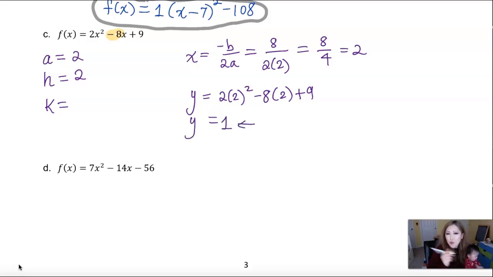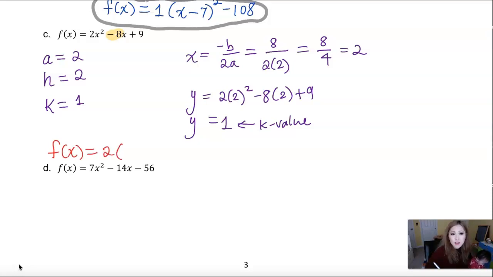That means that the graph has been shifted up 1 unit. This is our k value. Okay, so k is 1, and we are ready to write the equation in that special form. So what's that going to be? F of x equals 2 times x minus h. That will be x minus 2 squared, and outside you must add the k value of 1.